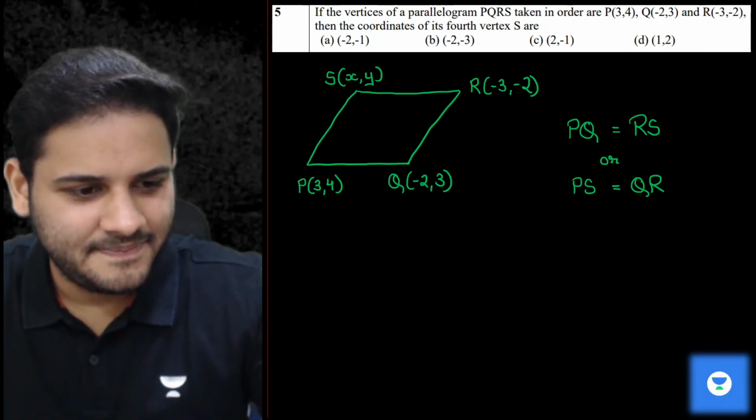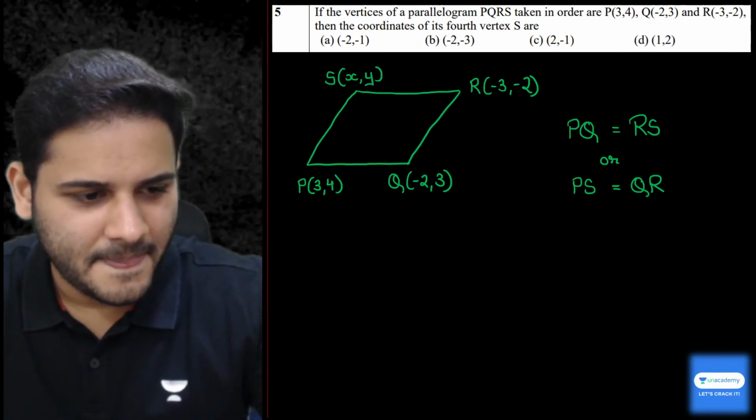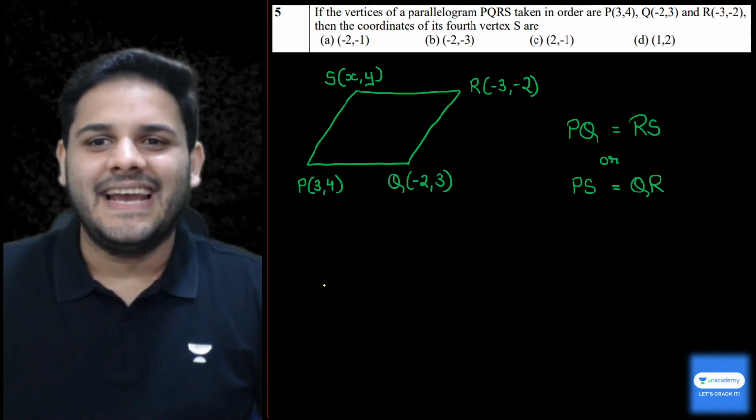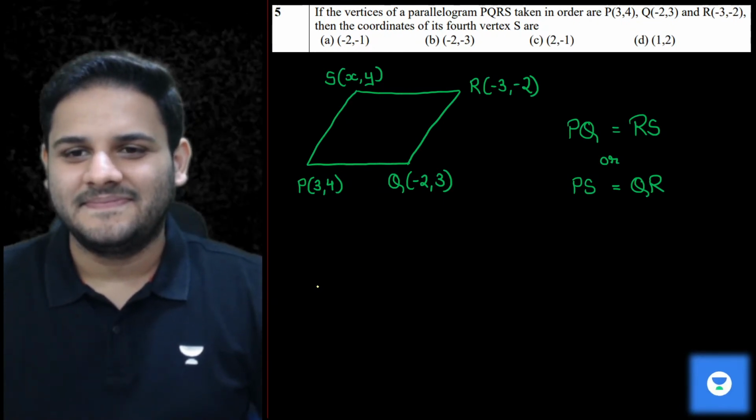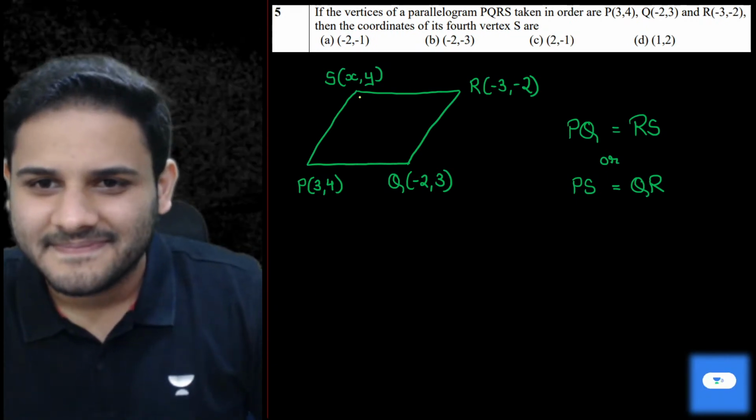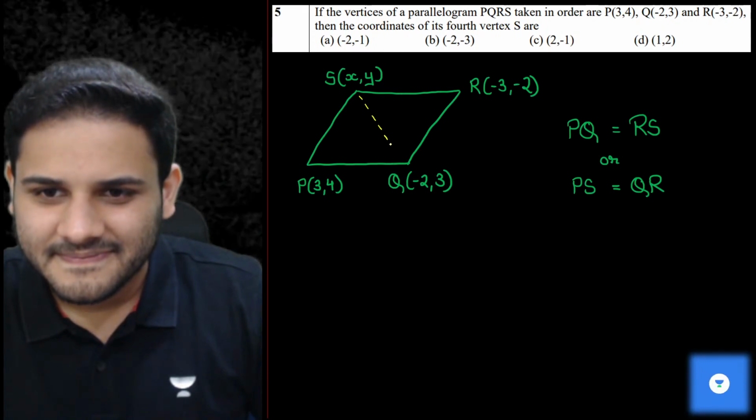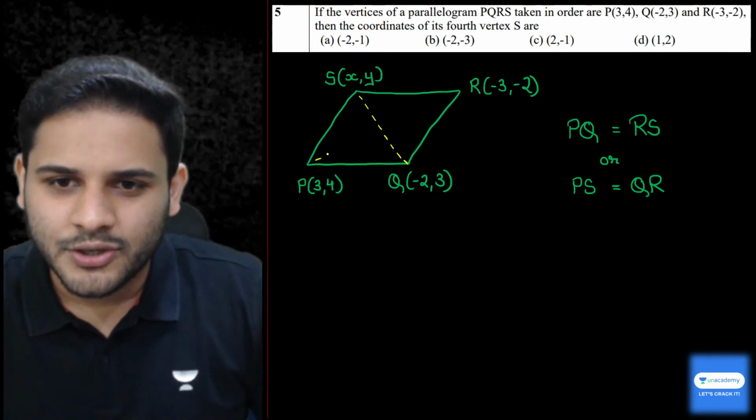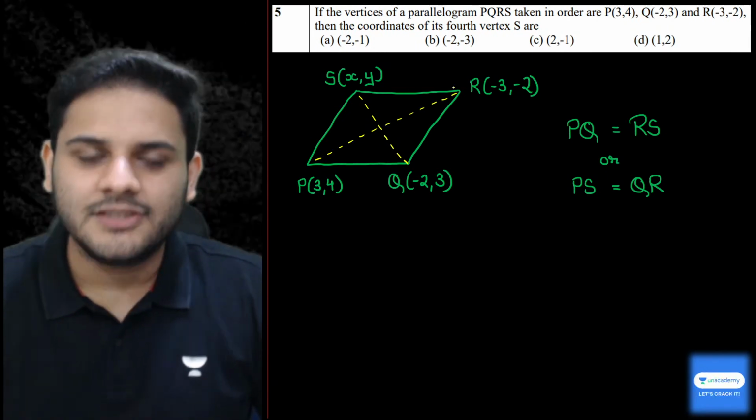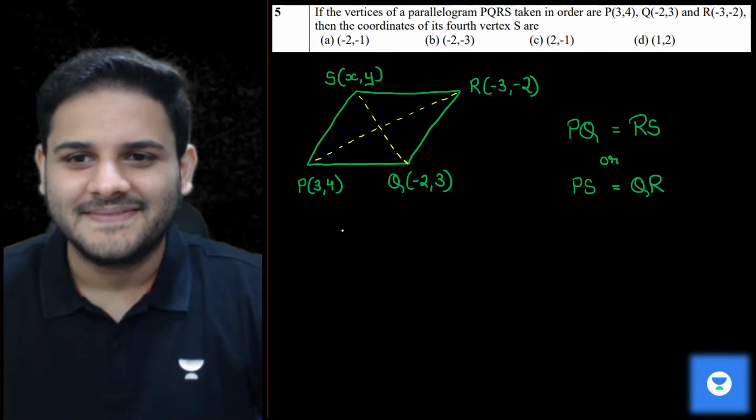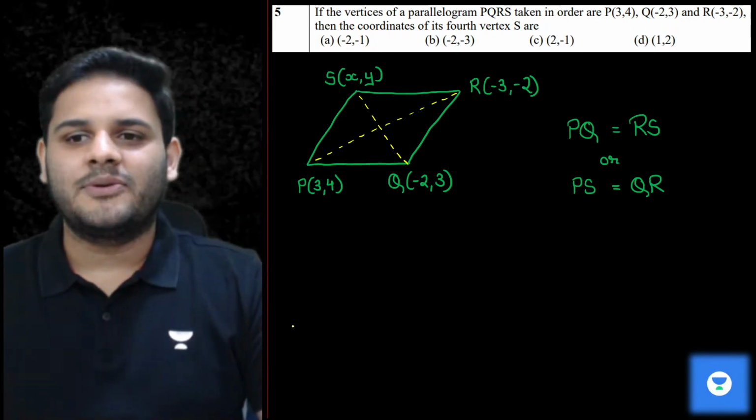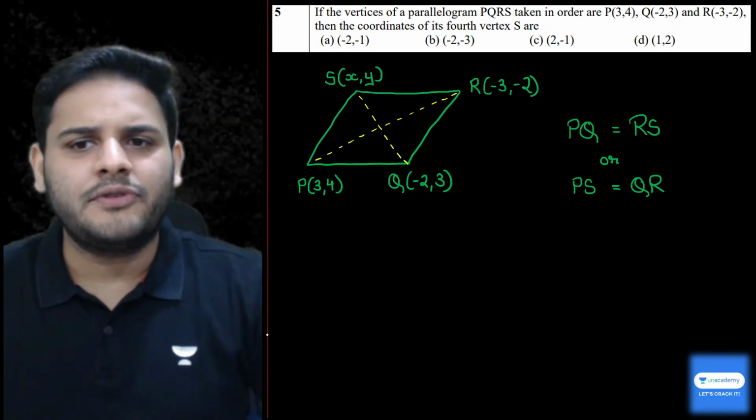Anyone in the chats? You can also do this, people, if you want to. The diagonals of a parallelogram bisect each other. Yes, please quickly solve. It's a 1 mark question. You have to be really very quick.